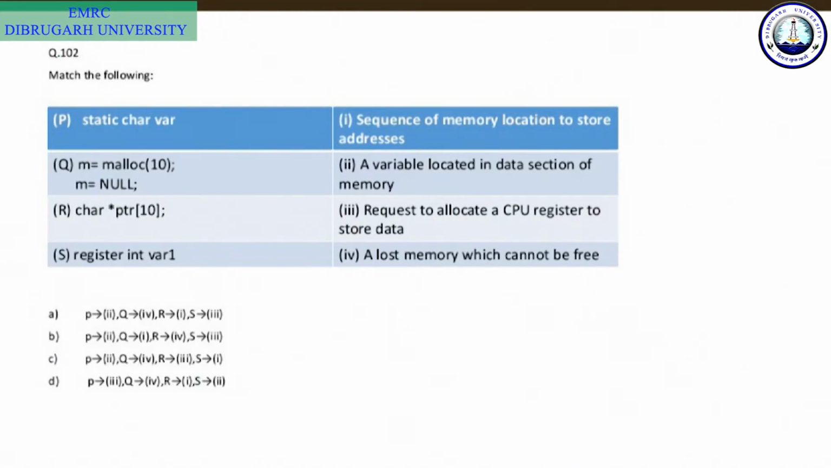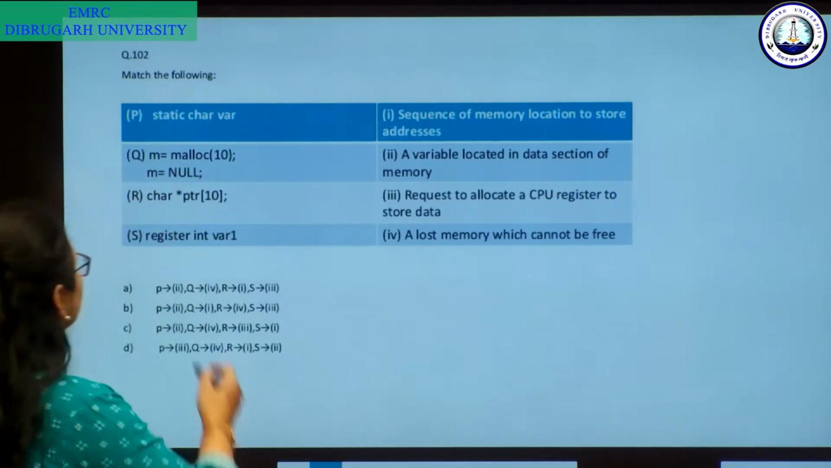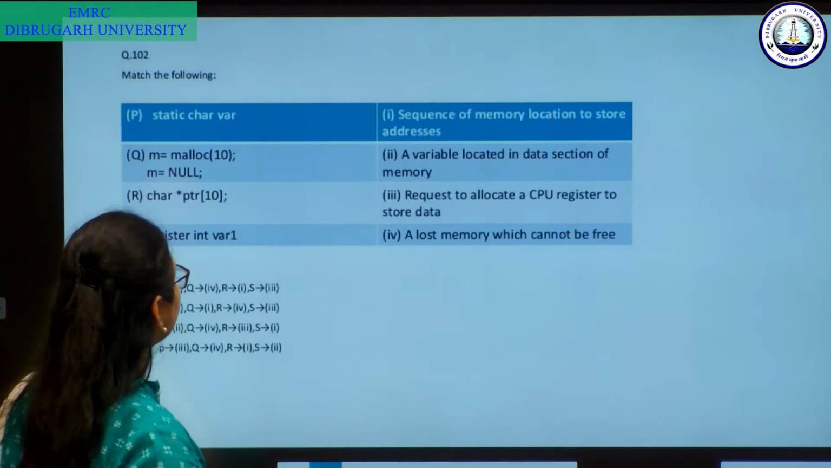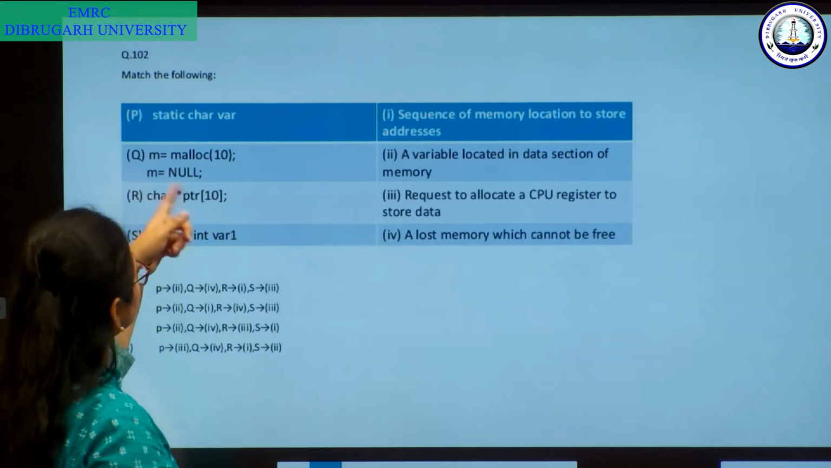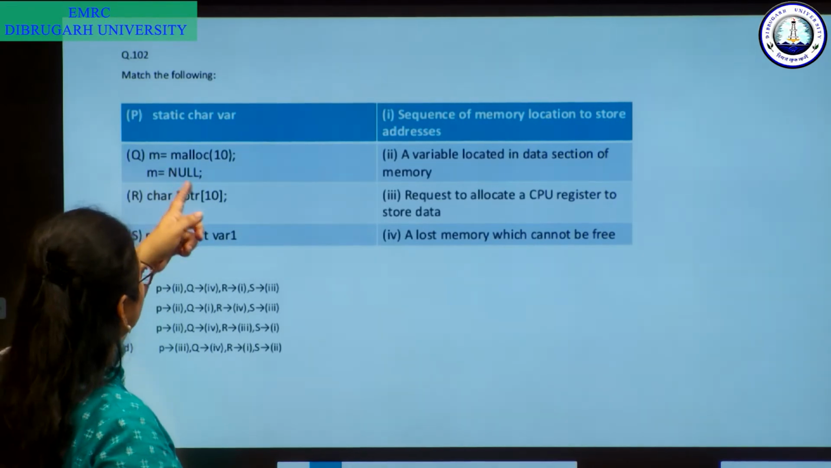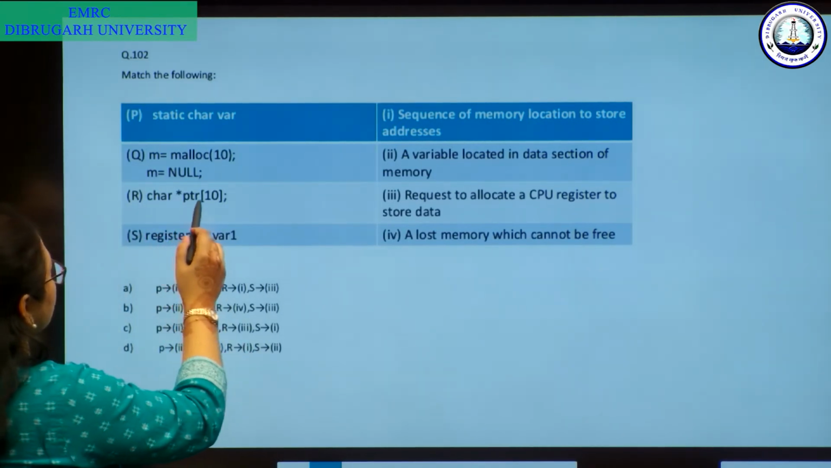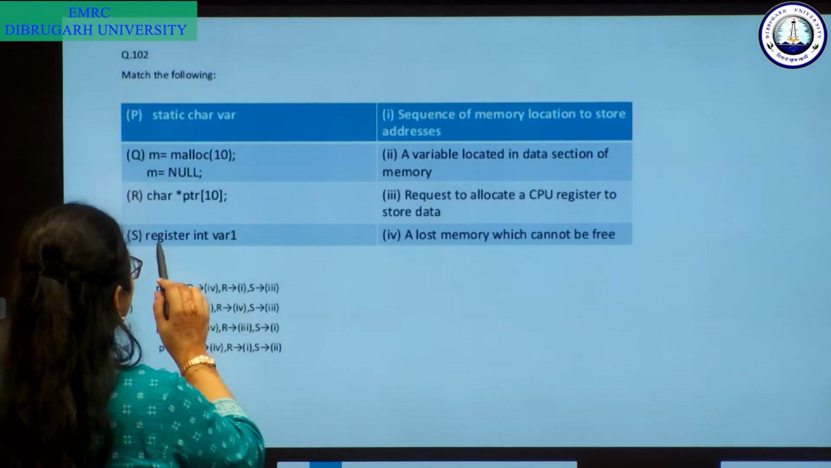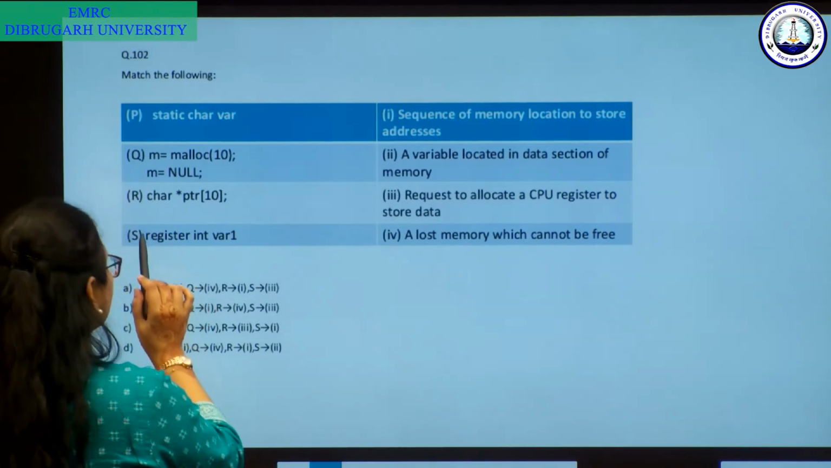Okay, so coming to the next question, it is 102. In this question we are asked to do the matching. Here static char is a character variable declared in static mode. Then here it is a malloc memory location, and it is set to null, meaning the memory got lost. Then we have char pointer ptr10. Here it is a character array, and here this is an integer variable var1 which is in register, which is allocated in a CPU register.